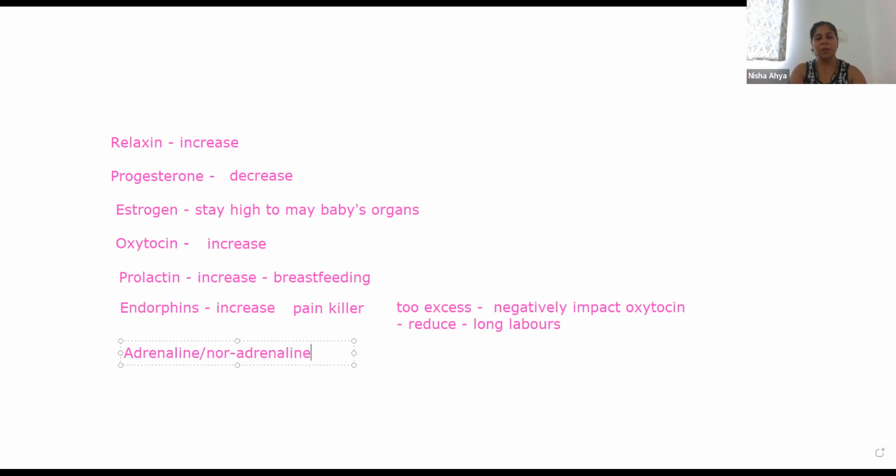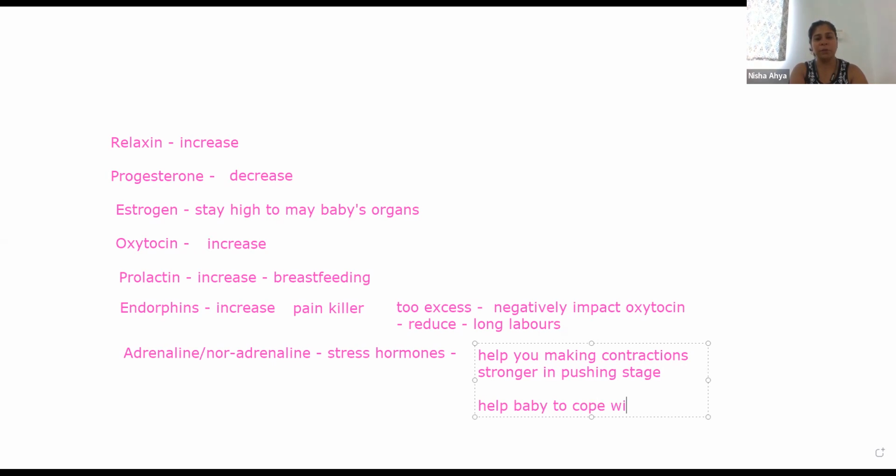Adrenaline and noradrenaline, also called epinephrine and norepinephrine, are stress hormones. Your body is going through stress during labor. That is true. So these hormones will be released, but they help make your contractions stronger in the pushing stage. And also they help the baby cope with the stress and lack of oxygen.